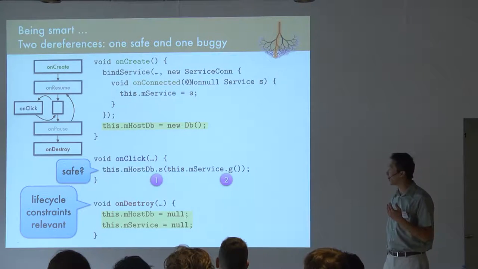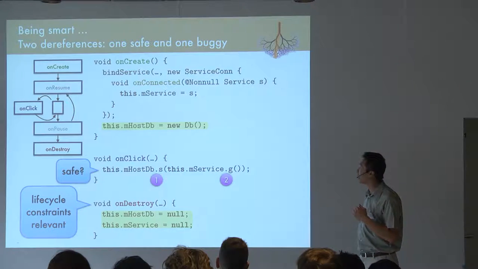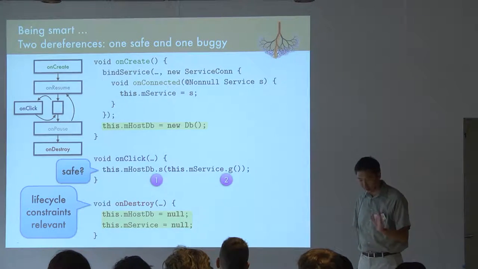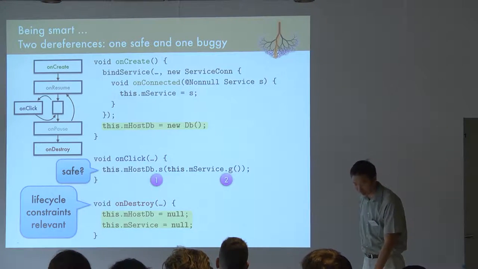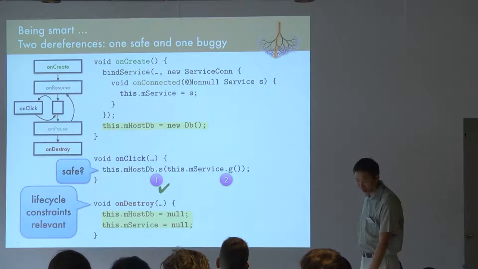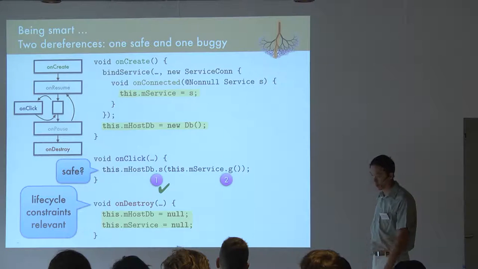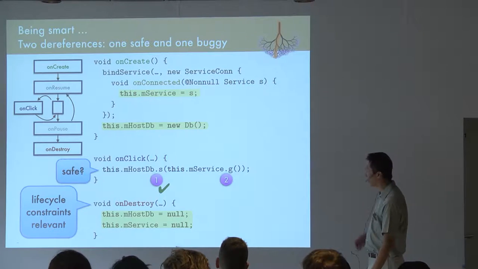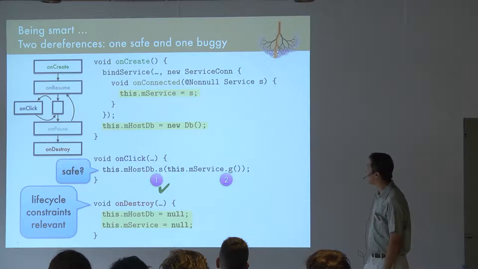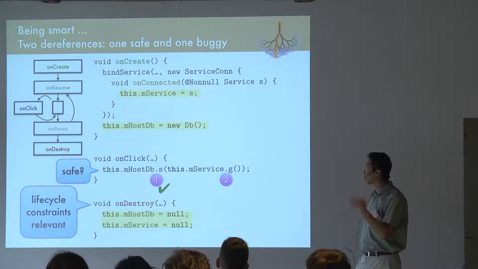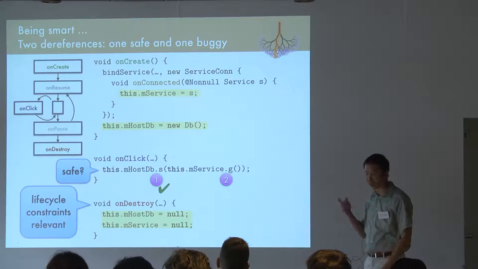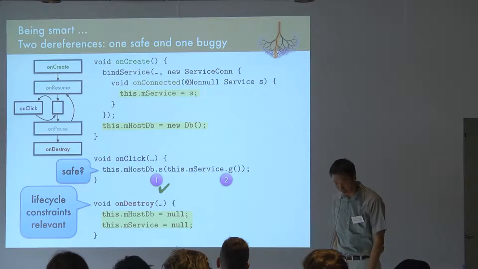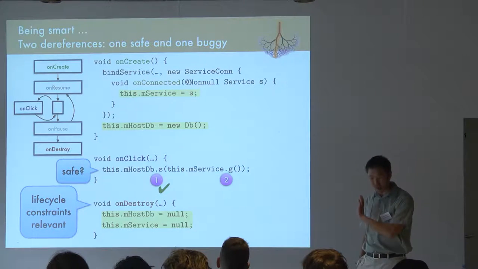Right, so one is safe because this mhostdb field is initialized in the onCreate method, and onClick can't happen until onCreate has happened. All right, so that's good. And the other one, by the axiom of one safe, one buggy, has to be buggy. And that's because it's possible that the user can actually click and cause the dereference before the service is connected. And if we've seen this code, I think we can all empathize with the plight of Android developers, right?